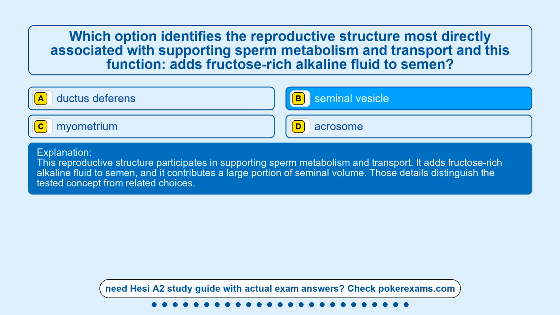This reproductive structure participates in supporting sperm metabolism and transport. It adds fructose-rich alkaline fluid to semen, and it contributes a large portion of seminal volume. Those details distinguish the tested concept from related choices.